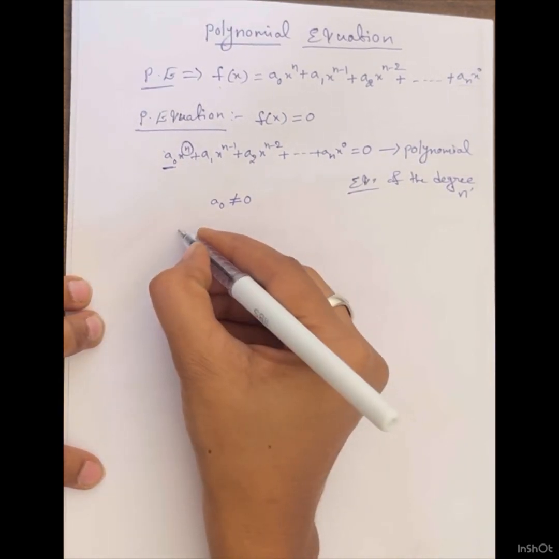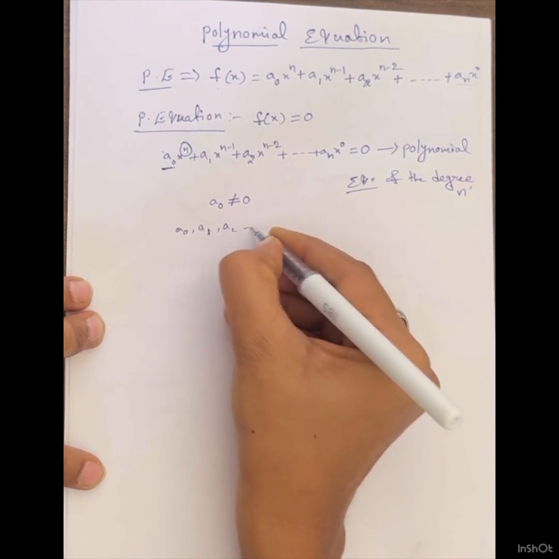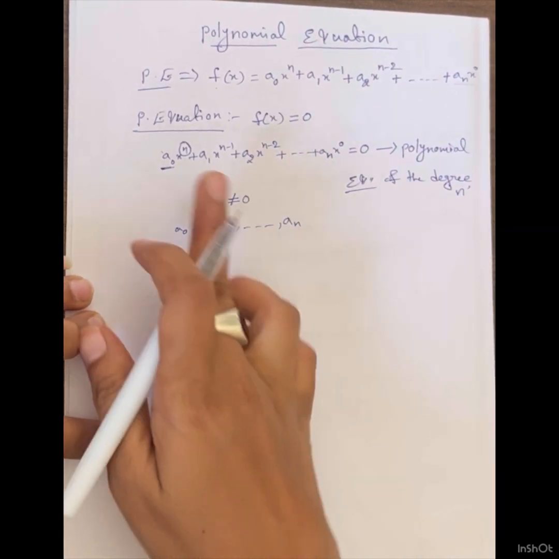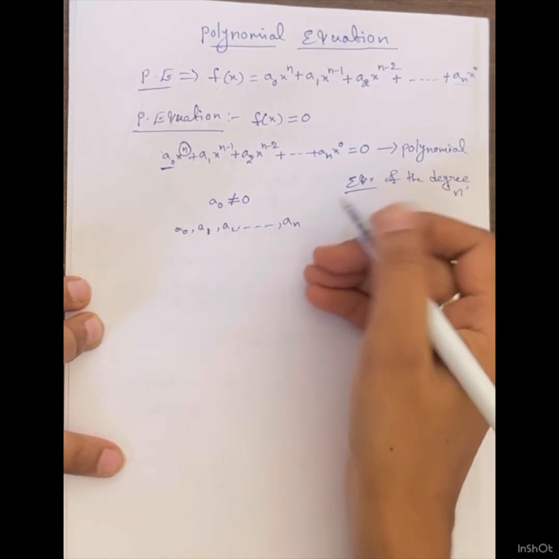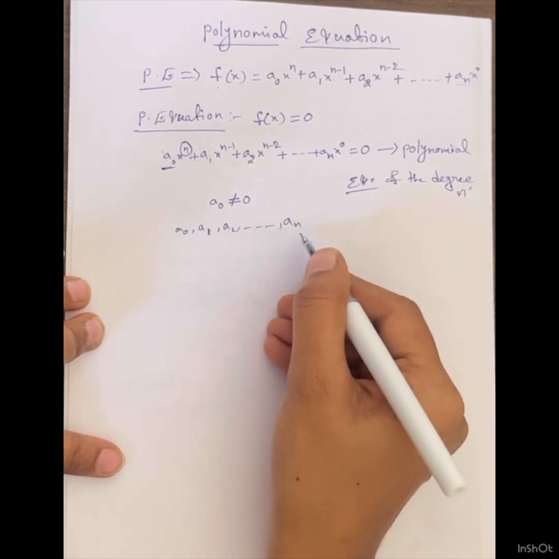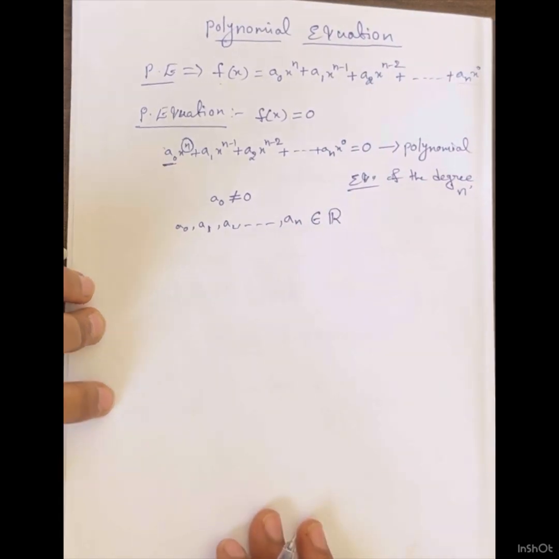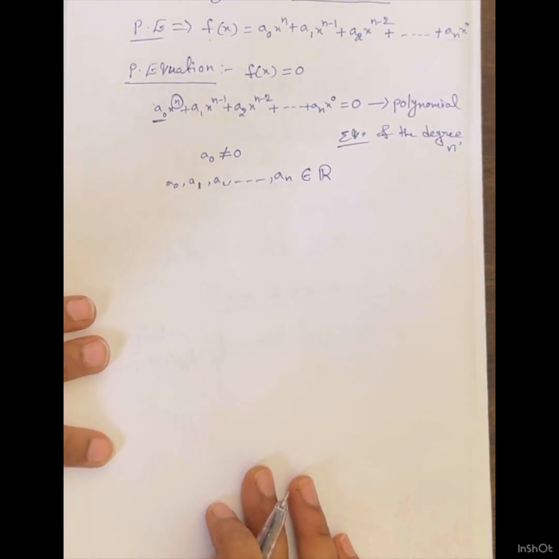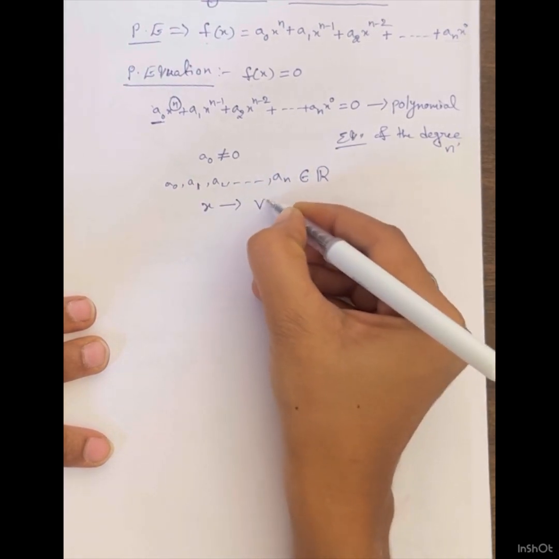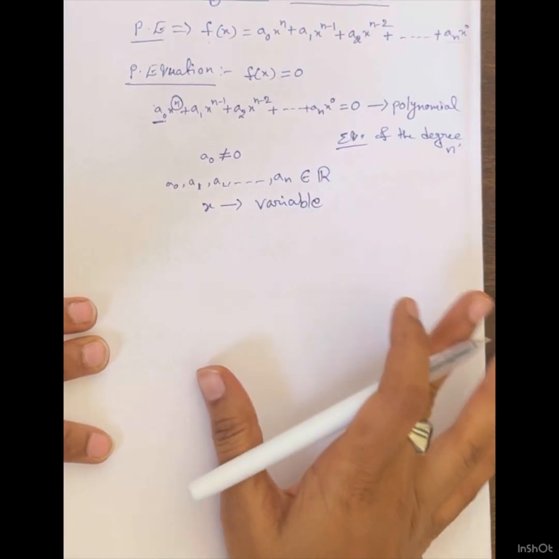And also a0, a1, a2, up to an are the coefficients of x. These coefficients are always real numbers, so any real number. Okay. And here x is a variable. Only one variable is there, that is x.